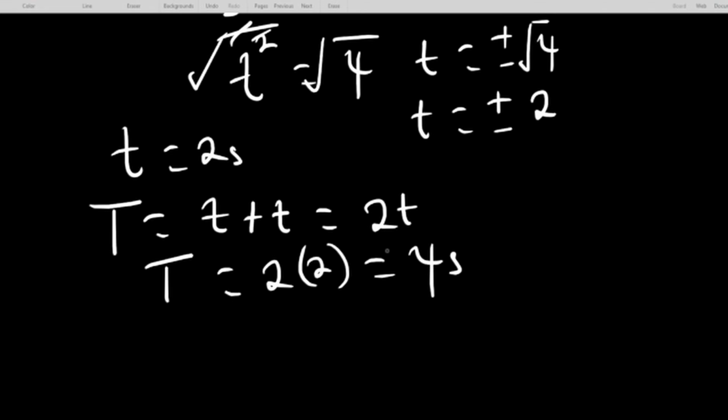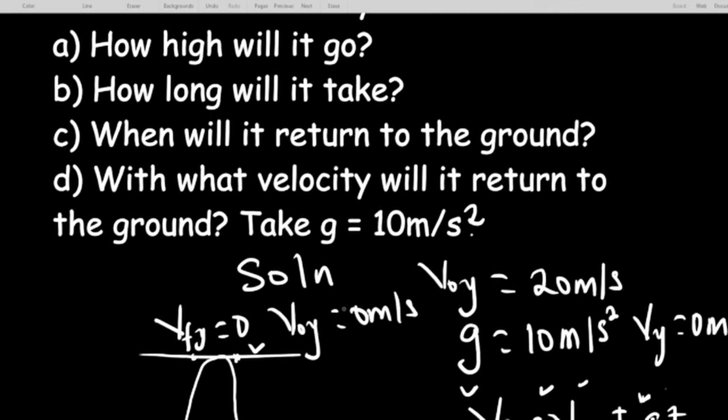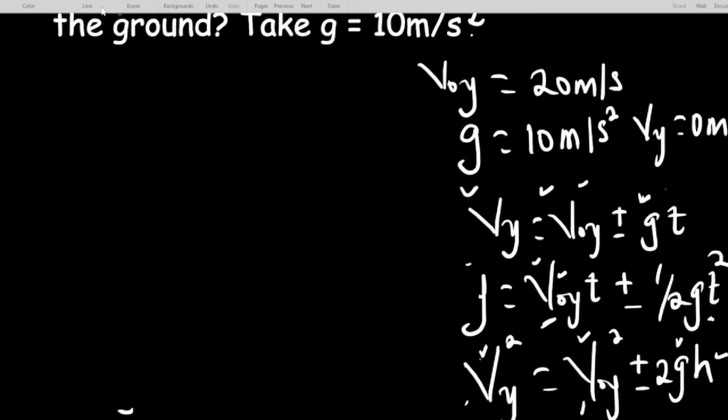All right. Now, for the last part, with what velocity will it return to the ground? So we're actually being asked to find the final velocity when it falls to the ground. Okay, so let me try to make some space here so that we can solve it from here. This is part B of the question.